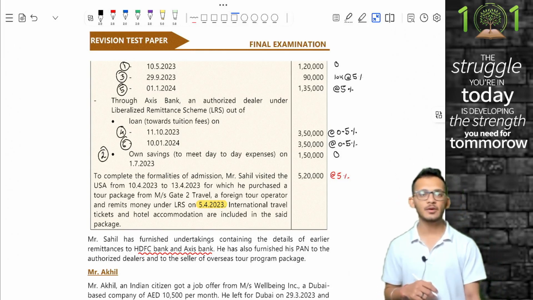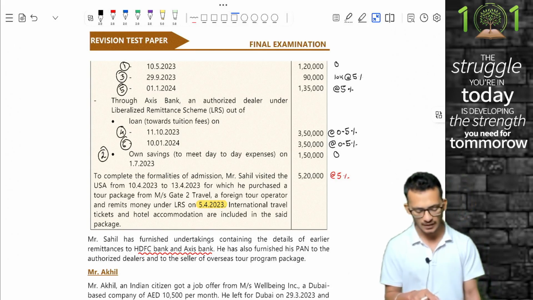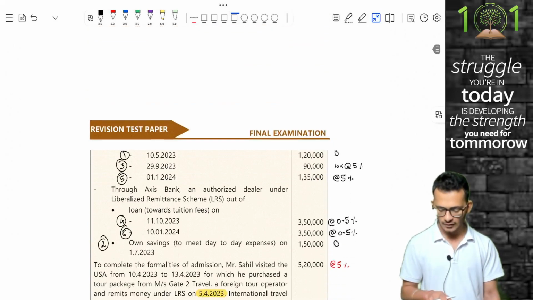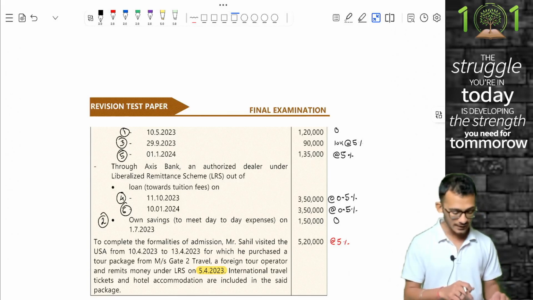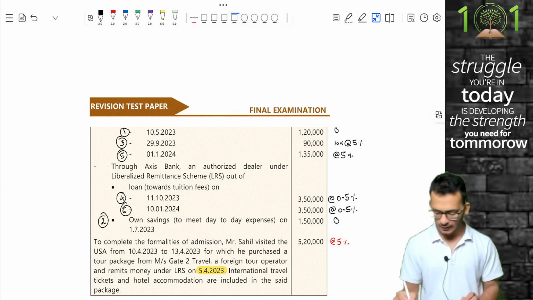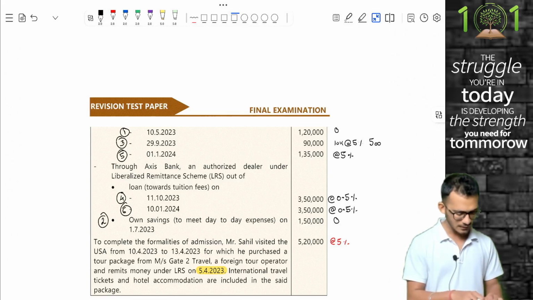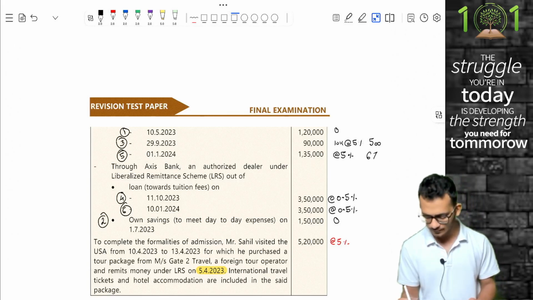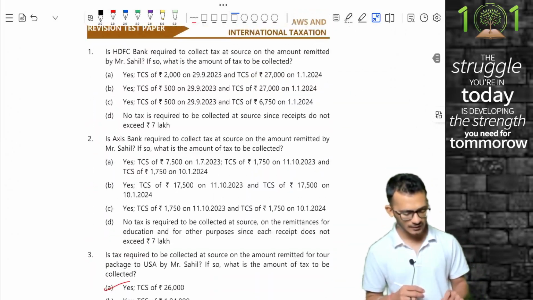Question number 1 was about getting TCS from HDFC. Question number 2 was about getting TCS from Axis Bank. I know my HDFC now. HDFC first one was 0. Second one was also 0. Third one is 10,000 into 5%. Number is 500 rupees. And the next one is 1,35,000 into 5%. Number is 6,750. Which means for HDFC Bank, I have 6,750 plus 500 to be collected.